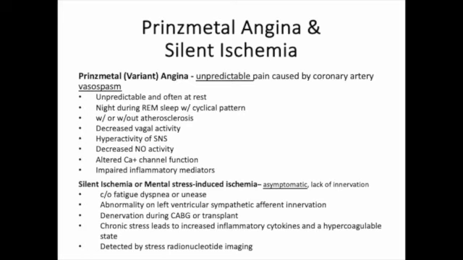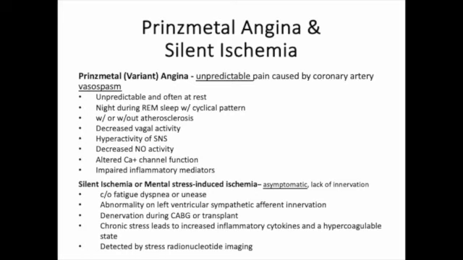Now, Prinzmetal angina, again, we call this variant angina as well. This is when we have transient ischemia of the myocardium, and it's very unpredictable. And almost exclusively it will happen when the patient is doing nothing. So we can't really attribute it to much. This form of angina will occur more often at night during our REM sleep, or rapid eye movement sleep. And it may be connected to a cyclic pattern of occurrence, but it's very unpredictable.